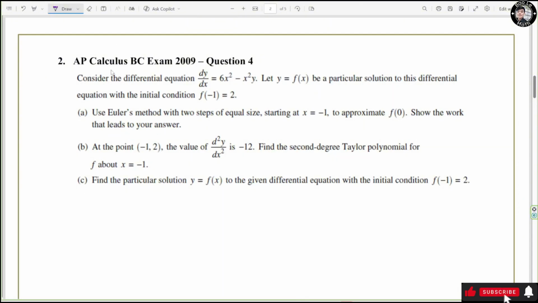Now let's move on to question 2. This one comes from the AP Calculus BC exam 2009, question 4. Consider the differential equation dy over dx equals 6x squared minus x squared y. Let y equals f of x be a particular solution to the differential equation with the initial condition f of -1 equals 2. Use Euler's method with two steps of equal size starting at x equals -1 to approximate f of 0. So in order to do this problem, we need to sketch the table.